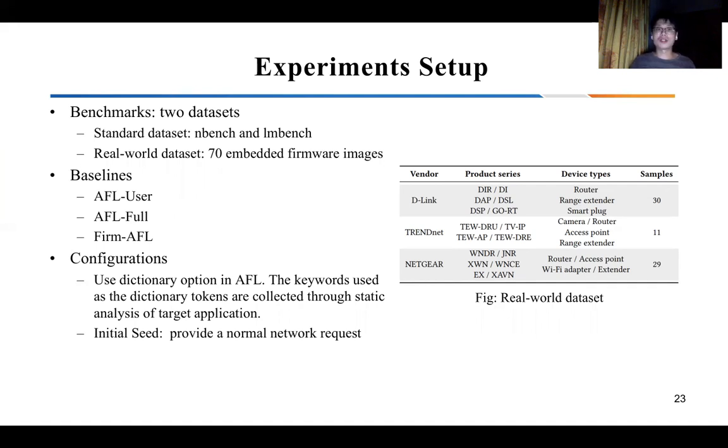And for the baseline, we select 3 baselines. The first is the original AFL, which is integrated with the user mode emulation, and the AFL full is the AFL fuzz engine with the full system emulation of QEMU, and also the state of the art, FirmAFL. And in the configuration, we use the dictionary option in AFL. The keywords used as dictionary tokens are collected through static analysis of target applications. And we also provide a normal network request as an initial seed for our test applications.